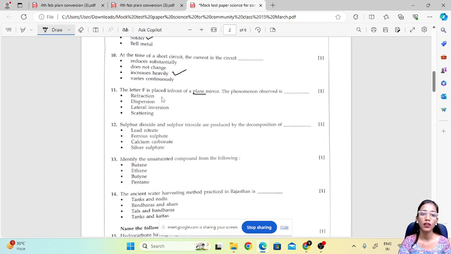So refraction is by lenses, dispersion is by prism, scattering is also by prism. So the correct option is plane mirror shows the phenomenon of lateral inversion.